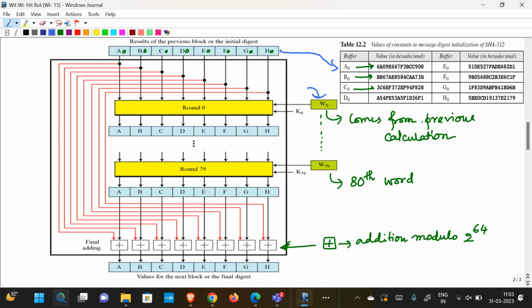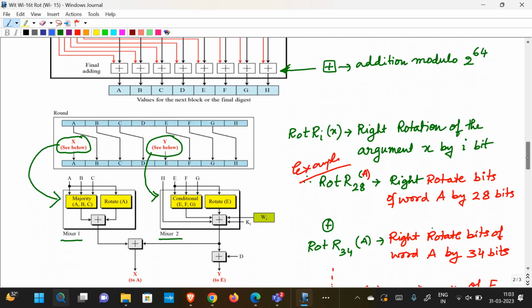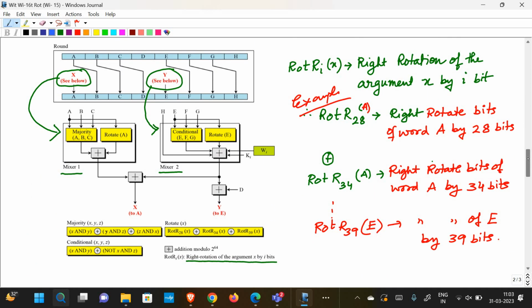So we know the process of how this W0 to W79 are computed, right? The equation was in the previous class. And this K0 to K79 is also a constant. This also has a table from where you will get these 80 constants. So we will use that in each round itself. Now what is inside that round? That is what our discussion starts with. So the rounds are looking something like this.